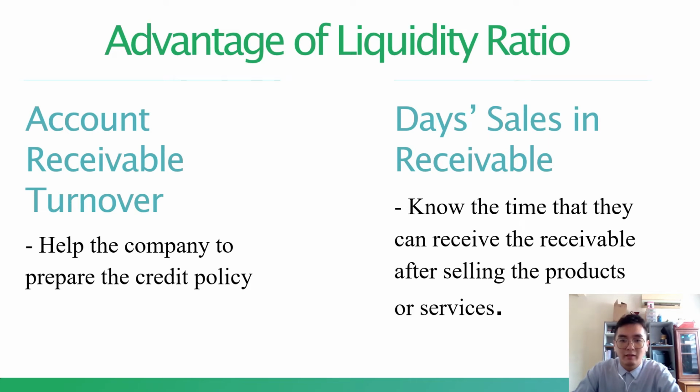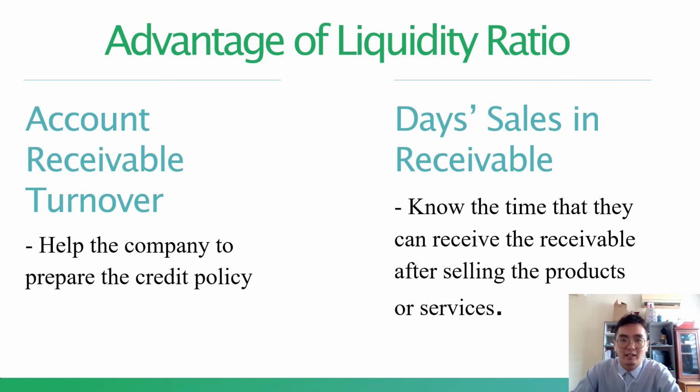For day sales in receivable, the company can know the time it takes to receive the receivable after selling the products or services. The low ratio indicates that the company received the payment in a shorter time, which increases cash flow and improves liquidity. The company can use the money in generating more income. However, the high ratio means that the company is facing problems in receiving the payment, and its cash flow and liquidity will be affected.